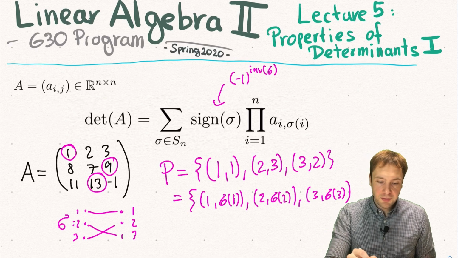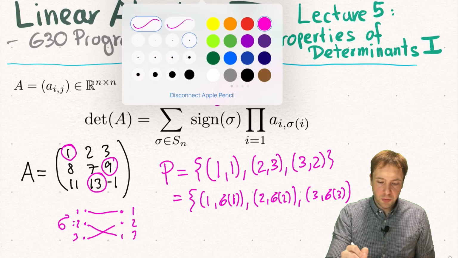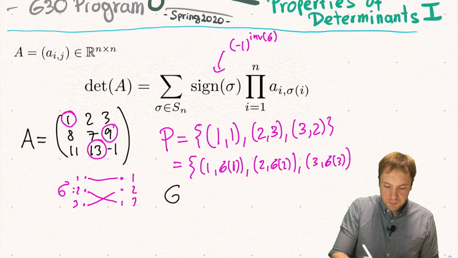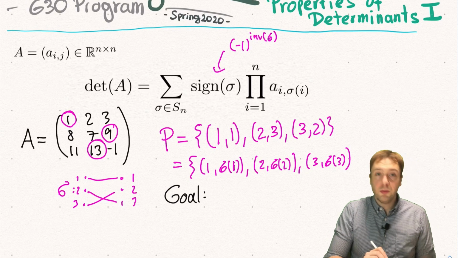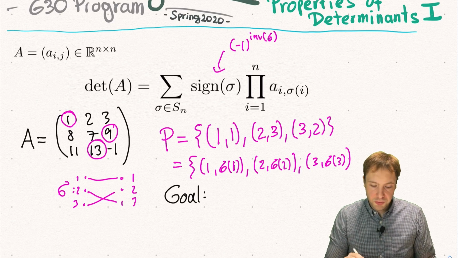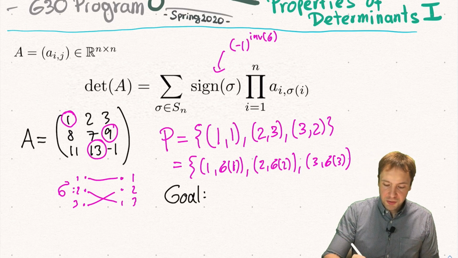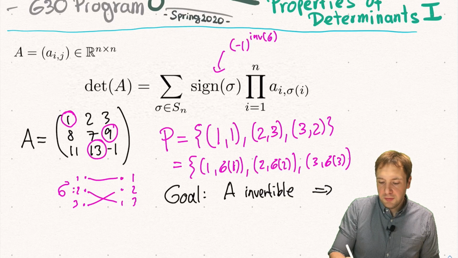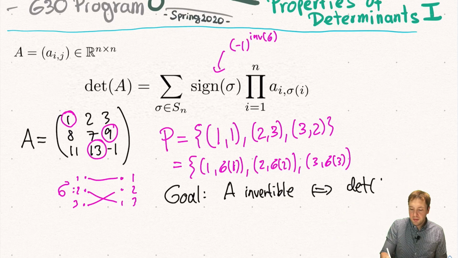And today the goal is to prove some properties of these determinants. And one particular goal we want to achieve is to show that a matrix A is invertible if and only if the determinant is non-zero.